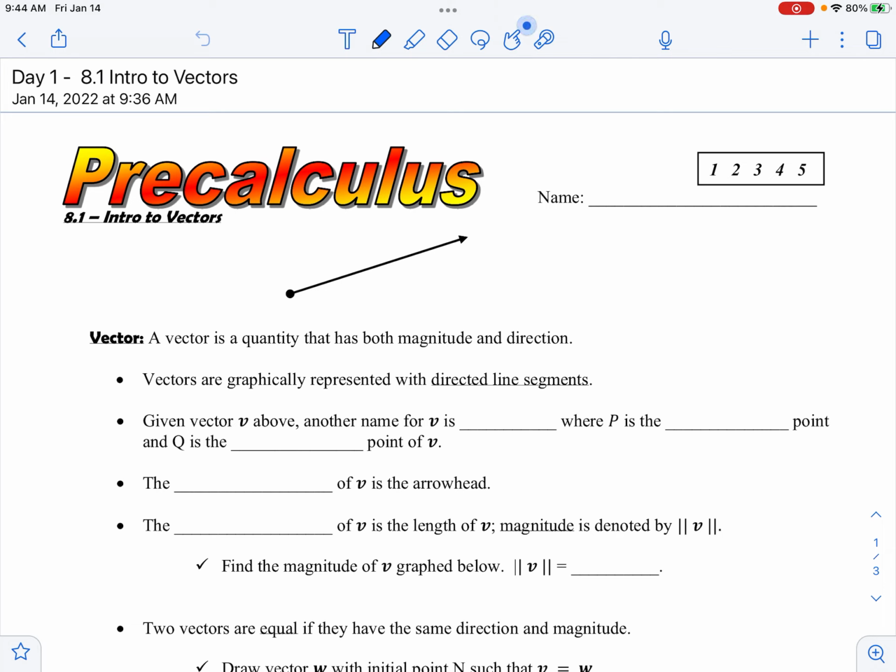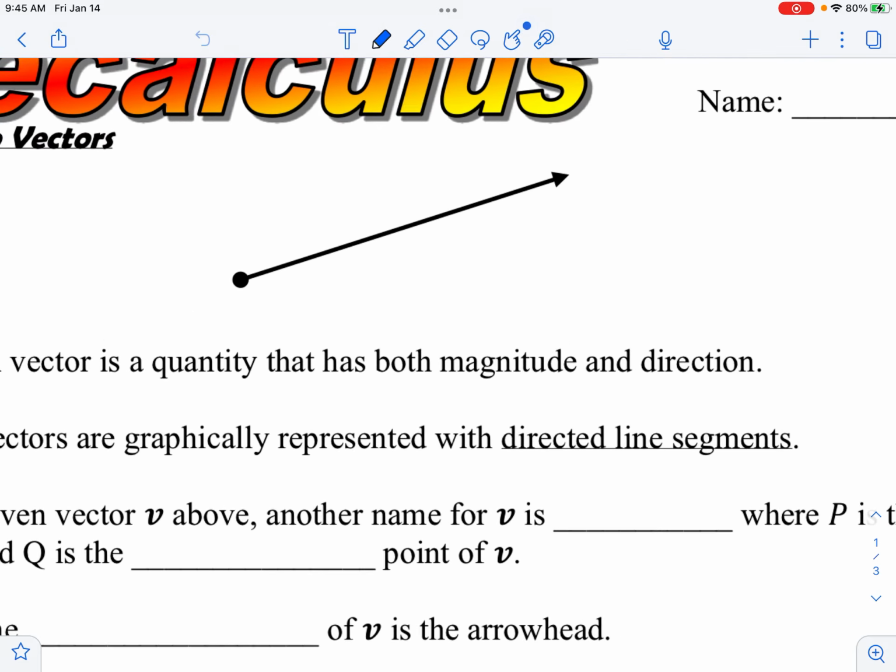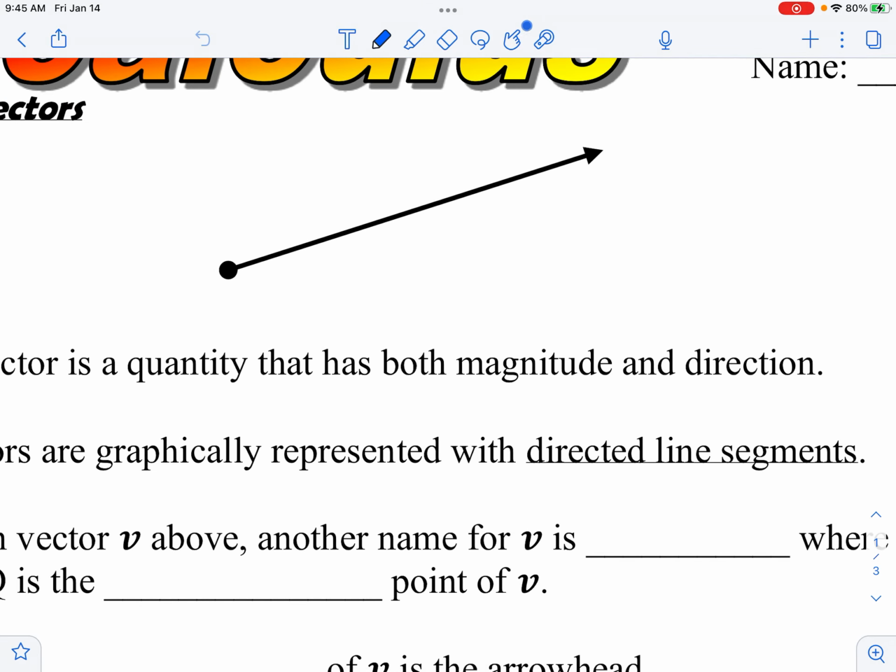All right, so this is section 8.1, which is Introduction to Vectors. So first off, what a vector is. A vector is a quantity that has both magnitude and direction. Magnitude is just another word for length, so it has length and direction.